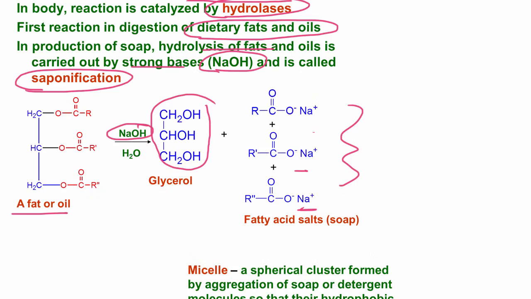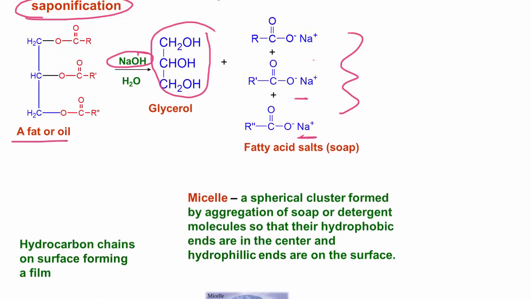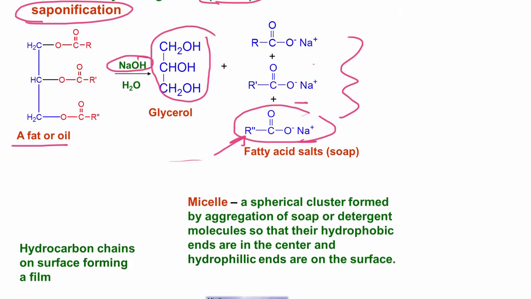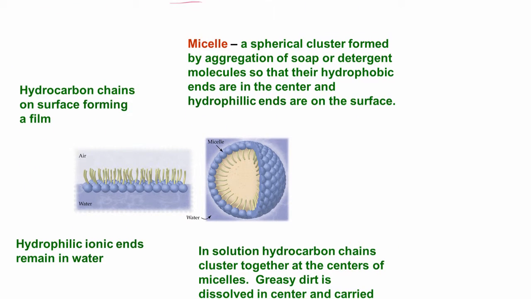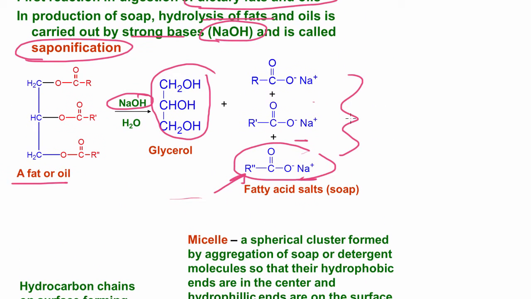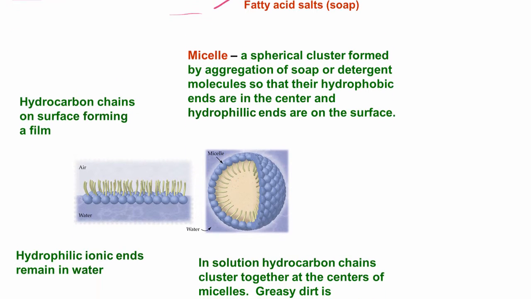How do soaps work? Let's take a look at one of these. What we have here is a fatty acid salt. But remember, this R group is a very long hydrocarbon chain. So we use soap to wash our dishes. Again, soaps have the polar portion, so you have that carboxyl portion, but also the very long hydrocarbon chain.